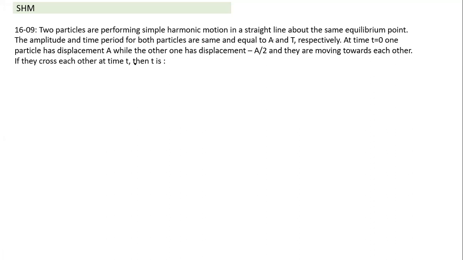At time t equal to 0, one particle has displacement A, while the other one has a displacement of minus A by 2, and they are moving towards each other. How do we solve such a question? There are two ways of solving this question. One, I try to substitute in the formula.